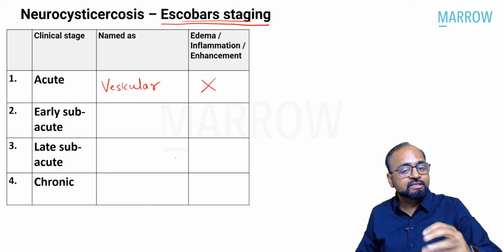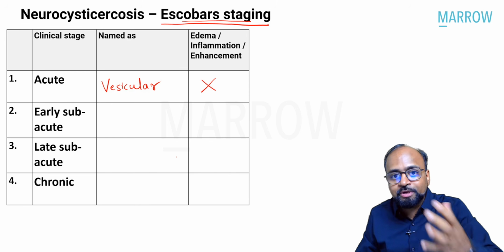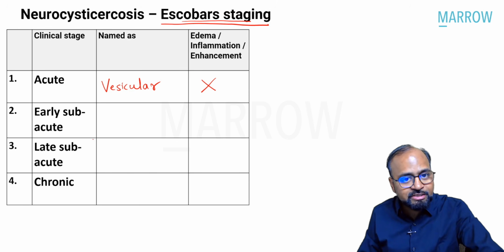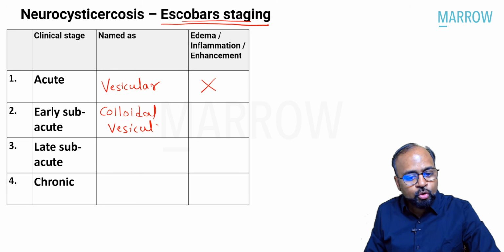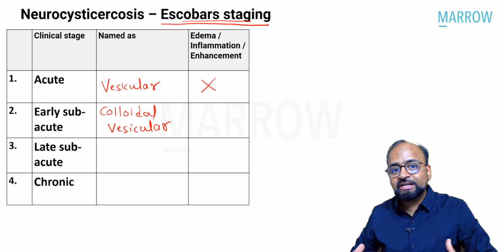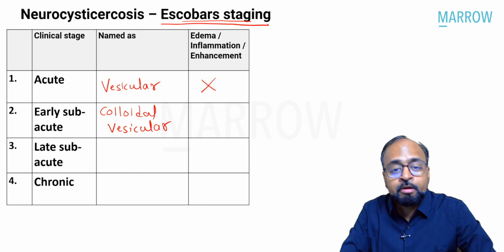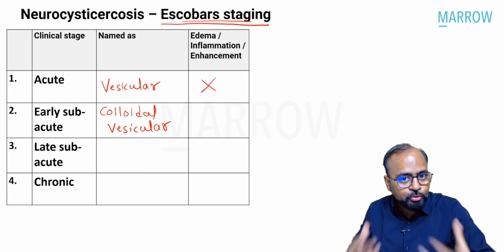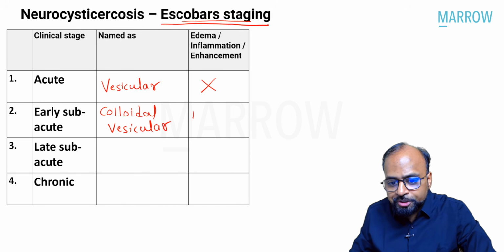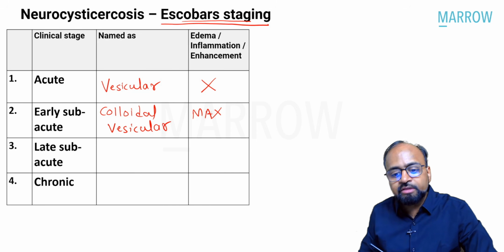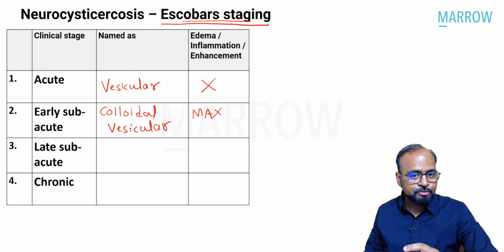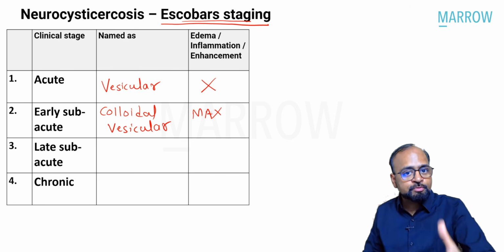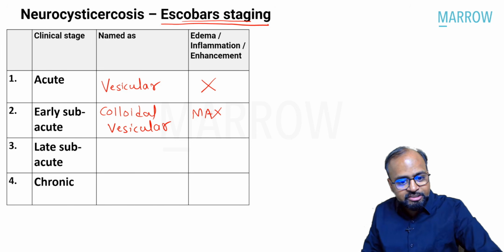As the parasite degenerates and the parasitic antigens diffuse into the brain parenchyma, this leads to the early subacute stage. This is what is called as the colloidal vesicular stage. Now, because the parasitic antigens have diffused into the brain parenchyma, these are foreign antigens, the body is going to react to it very strongly, and therefore there is going to be maximum edema, inflammation and enhancement in this early subacute stage, that is colloidal vesicular stage. As the body has lodged an immune response as time passes, we pass on to the late subacute stage.